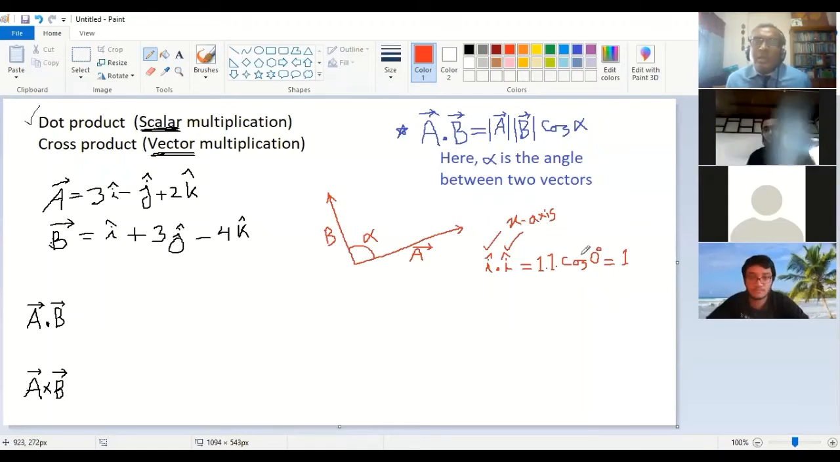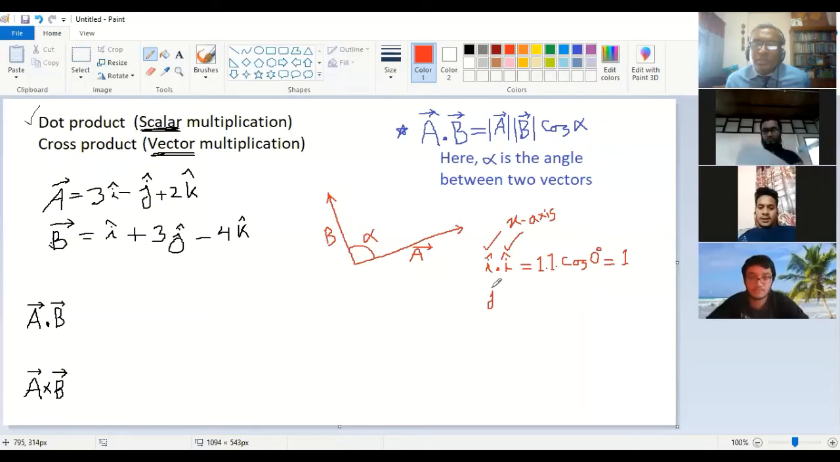So in the same way, if you find j dot j, I can repeat the same thing for j also. J dot j will be the same thing. It will be again 1. Why 1? Because the value of j is 1.